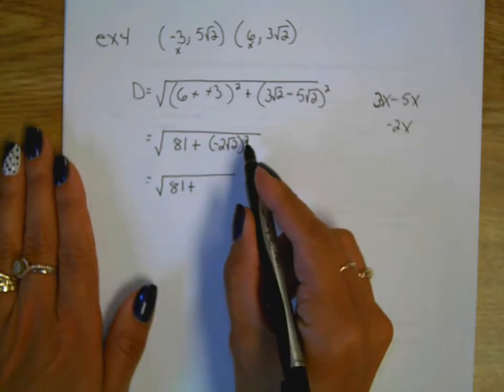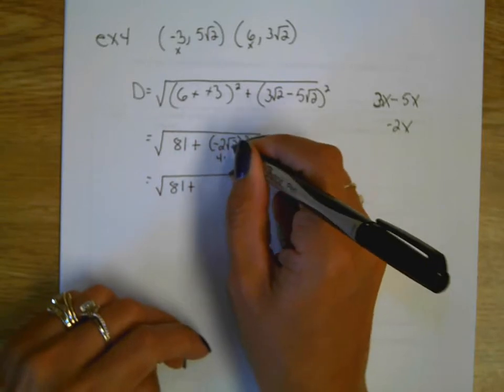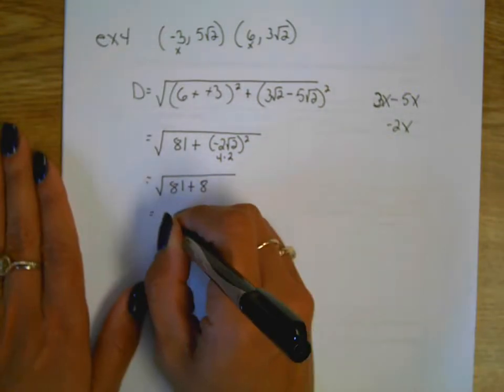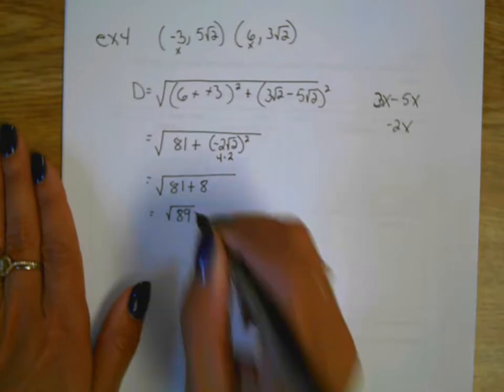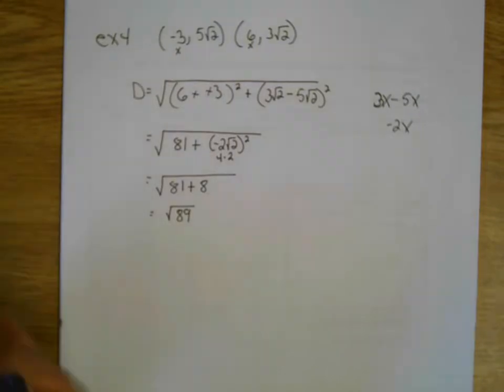So what is -2 squared? -2 times -2, 4. Square root of 2 squared? 2. That makes 8. So we are getting the square root of 89. Anything go into 89? Nothing obvious. We might have hit a prime number. I'm going with prime.